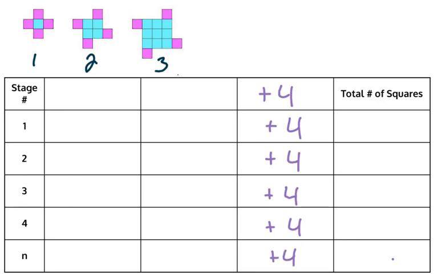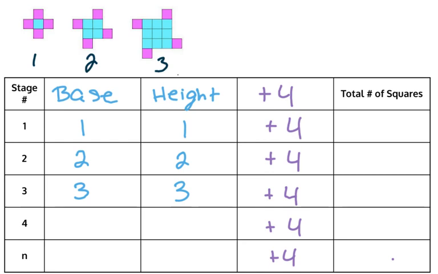The next thing I can do is look at the relationship of the blue tiles. For example, in stage 1, my base is 1 and my height is 1. In stage 2, my base is 2 and my height is 2. In stage 3, my base is 3 and my height is 3. From here, we can assume that in stage 4, our base is going to be 4 and our height is going to be 4. Now to calculate the total number of squares in each stage, I can take my base, multiply it by my height, and add 4.